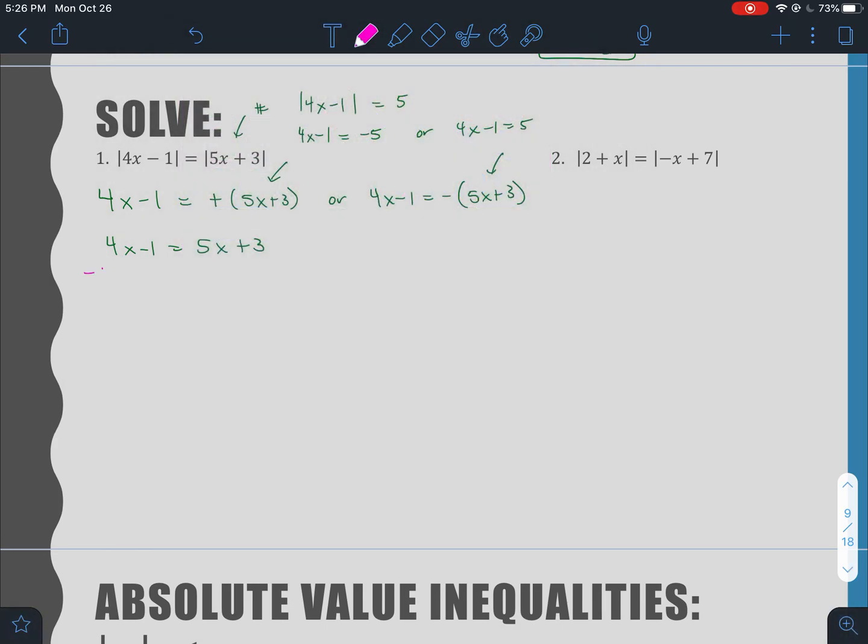Got to get all of my x's on the same side. So subtract 4x and subtract 4x. And you get negative 1 equals x plus 3. Then subtract 3, and maybe negative 4 is a possible solution. Let's plug that back in and see if it makes sense.